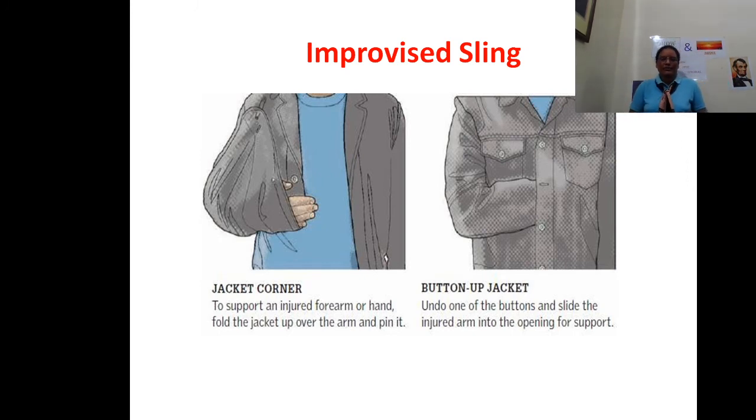The next is the improvised sling. We use an improvised sling when an arm sling or another kind of sling is not available. The things which we carry become our sling at the time of injury. Like the jacket corner: to support an injured forearm or hand, fold the jacket up over the arm and pin it. Then a buttoned-up jacket: undo one of the buttons and slide the injured arm into the opening for support.